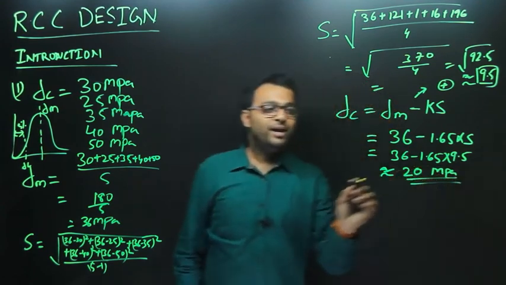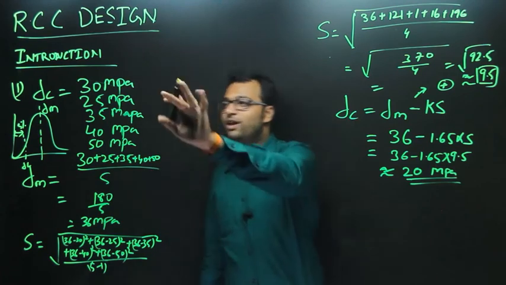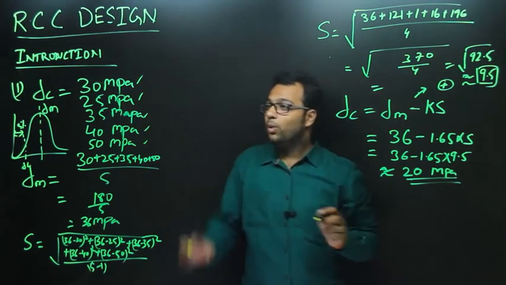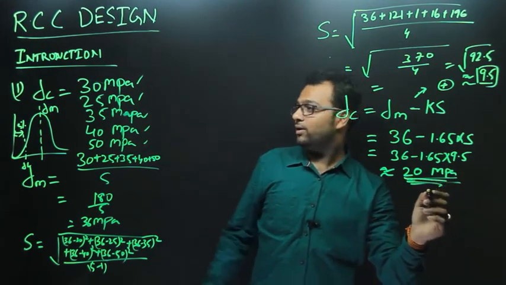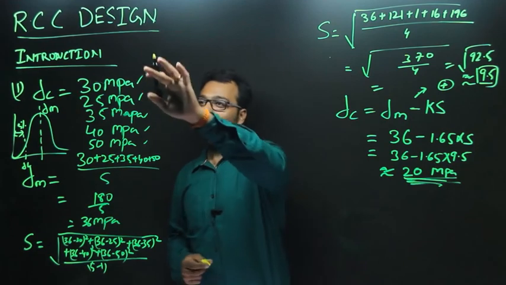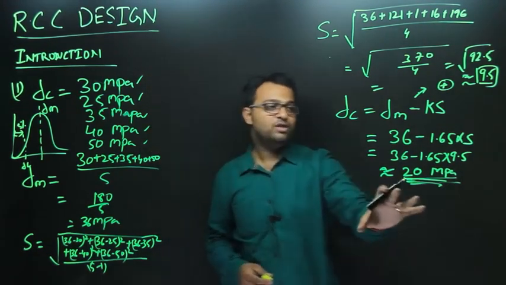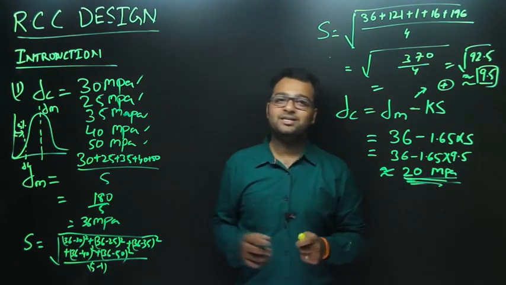So this will be my design strength. If I have been given a sample with these characteristic strength values, what I'll consider for my design will be 20 MPa, right? It will definitely be lesser than all of these values. See, it is lesser than all of these values. Okay. So this is all about the introduction to RCC design.